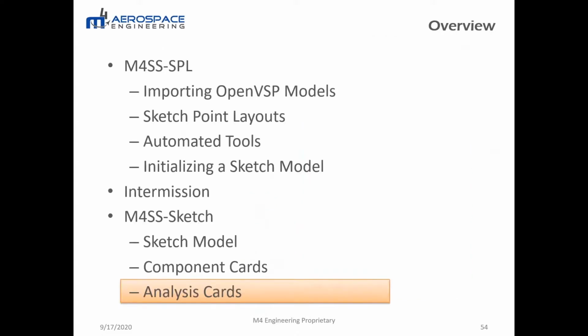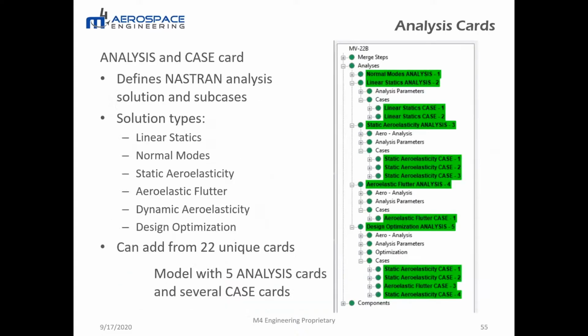Finally, I'm going to talk about some of the analysis cards that can be added to Structure Studio models or sketch models. Analyses are defined with analysis cards, and subcases are defined with case cards. Each analysis has a Nastran solution tied to it. Currently, we support linear statics, normal modes, static aeroelasticity, aeroelastic flutter, dynamic aeroelasticity, and design optimization solutions. We plan on adding a buckling solution type as well.